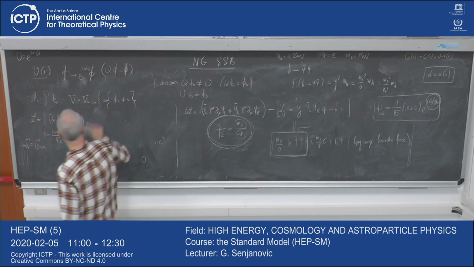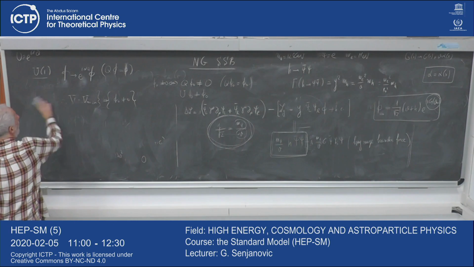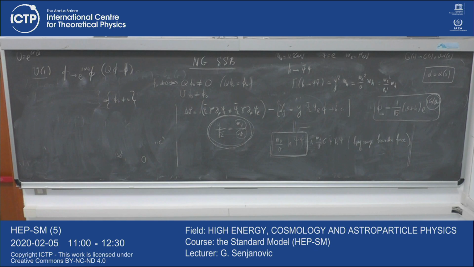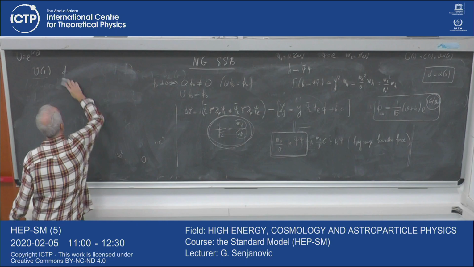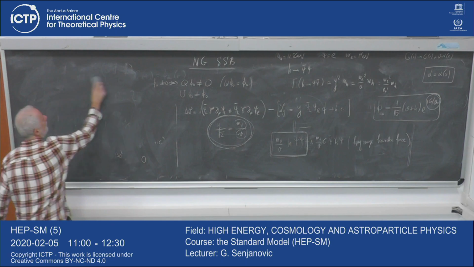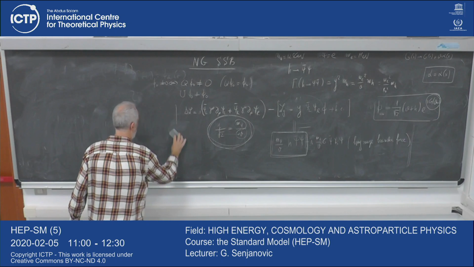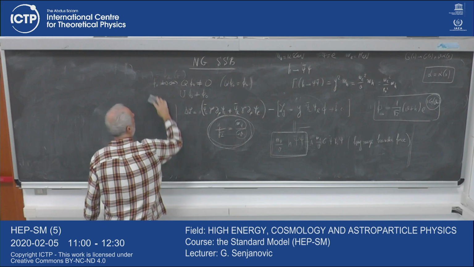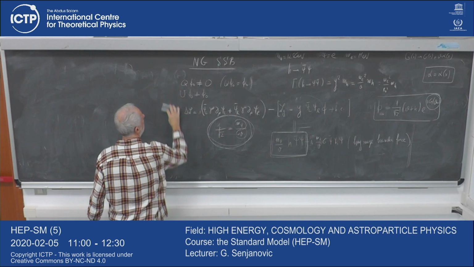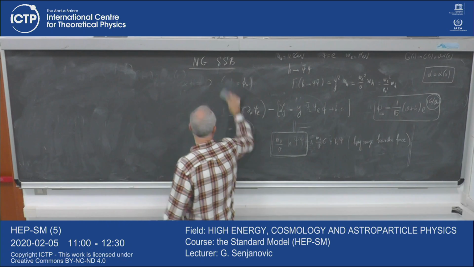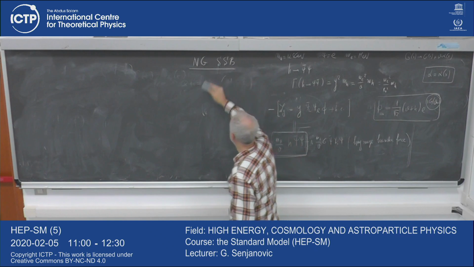Now, so what we have to do. So I assume that you understood this U1 case. What we have to do is generalize it to non-abelian. So I will take this order. Well, I can erase it. We'll count.